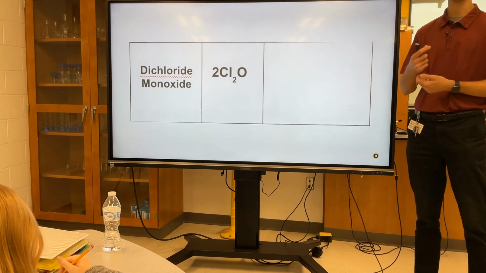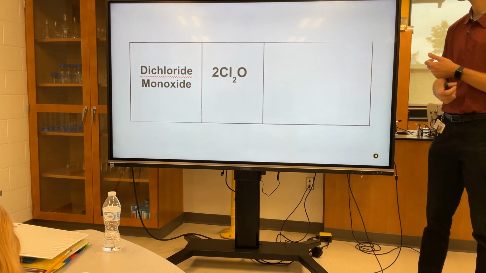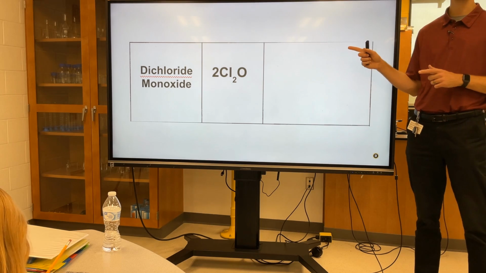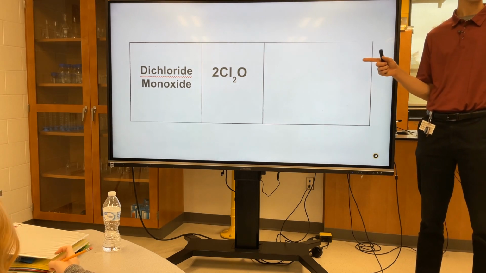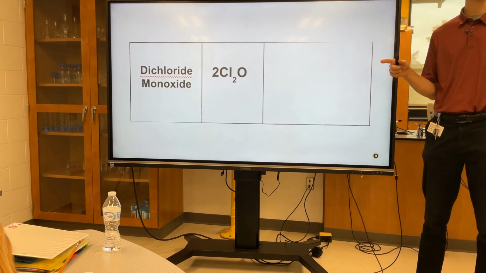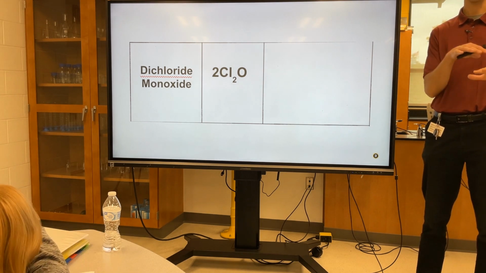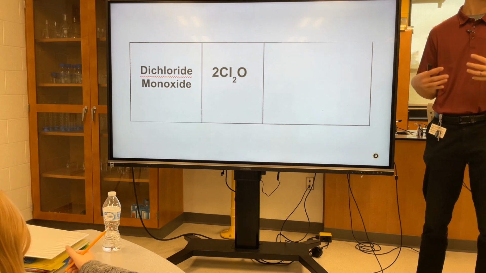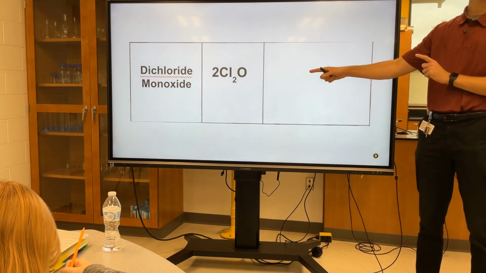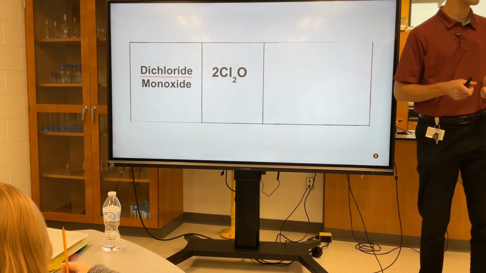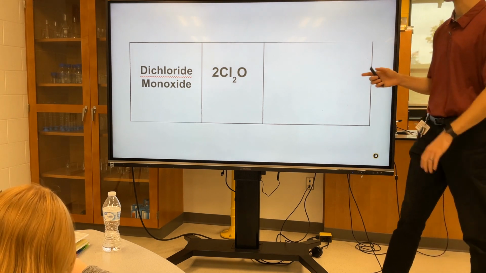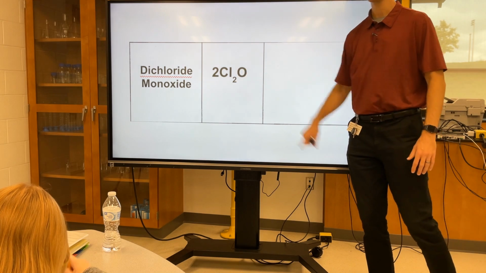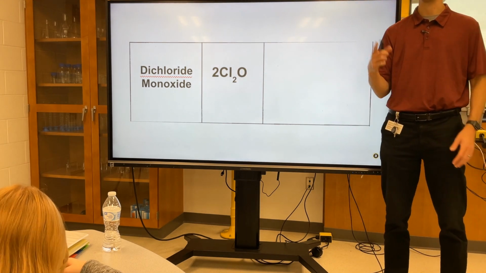The next one is dichlorine monoxide, which should be on the left side in the name of the molecule. Let me finish. I'll come right back to you. Remember, we're not talking. If you want to stay beside each other, there's no exceptions for that, just so we can all concentrate. Then we have the chemical formula, 2Cl2O. Now, I want to point something out with this, because this is the only one we've seen like this so far. This Cl is one element.